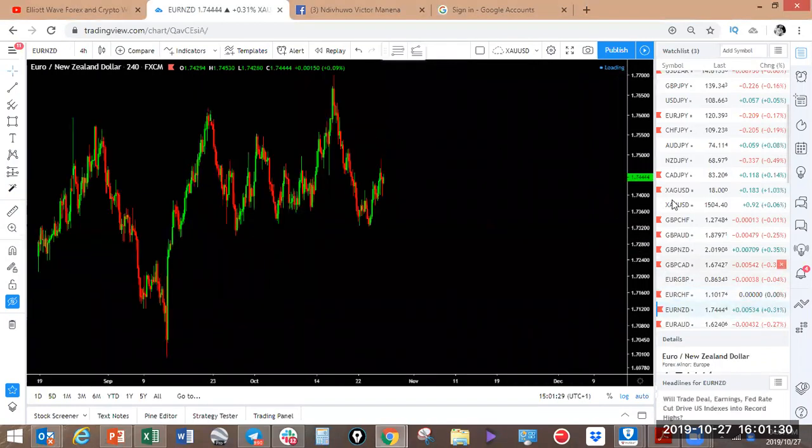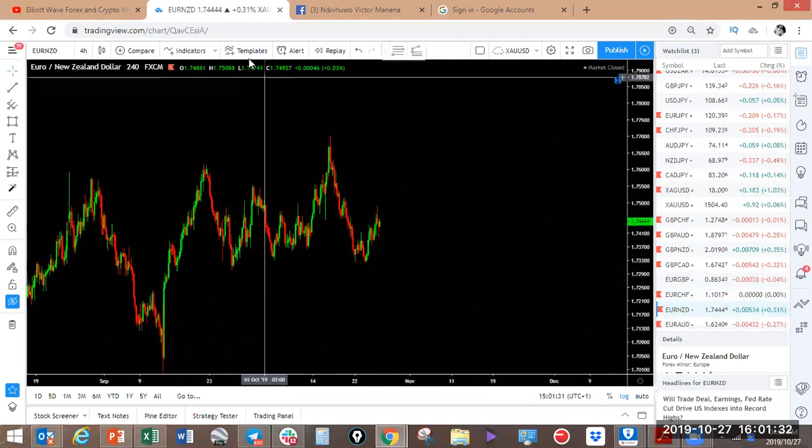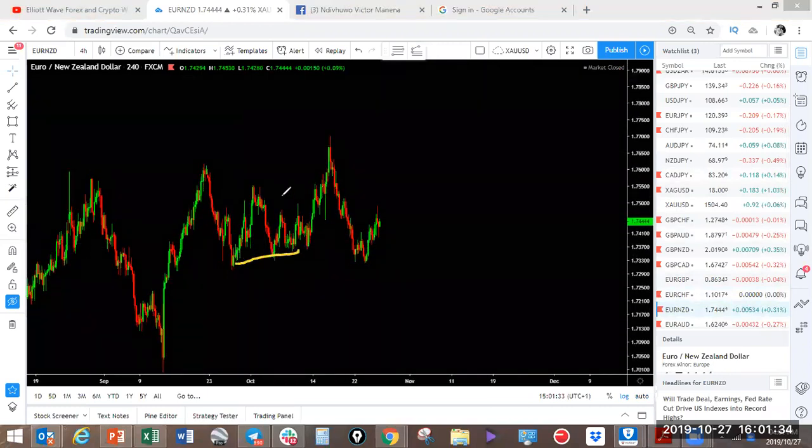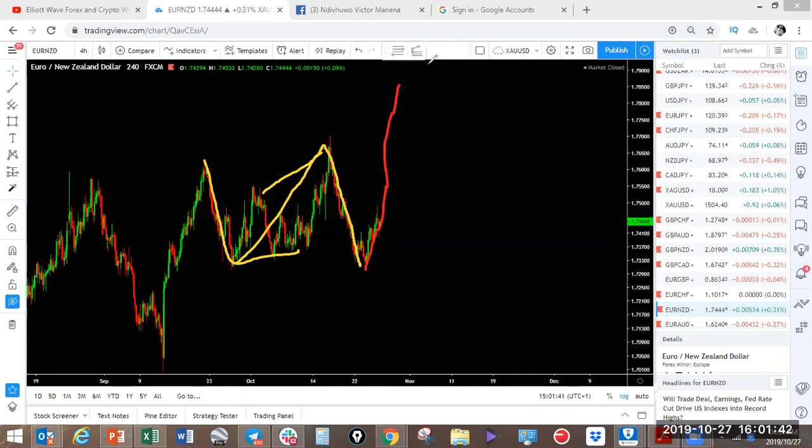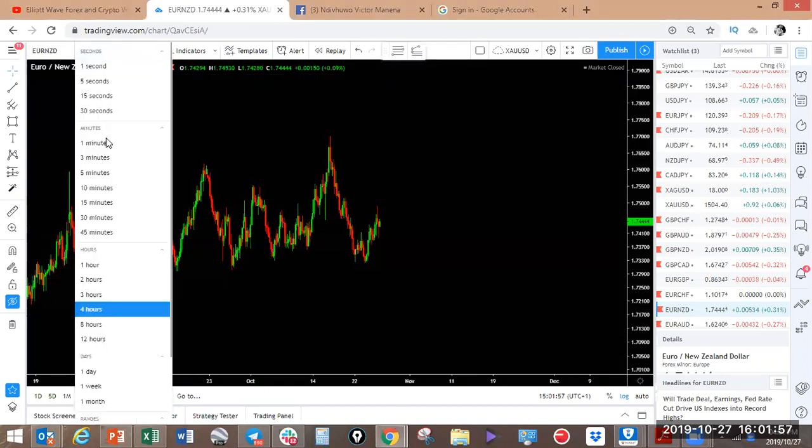Euro New Zealand. This move, I was looking at it like this: 1, 2, 3, and I expected that we're going to have an impulsive move to continue higher. But this move currently is not going impulsively, it's going in three waves. You'll see it in the lower time frame. 1, 2, 3, and that can continue lower. Let's go to the 1 hour, you'll see what I'm talking about.